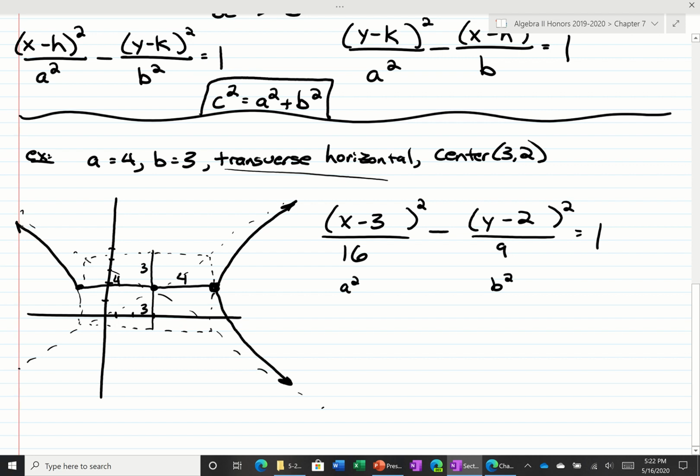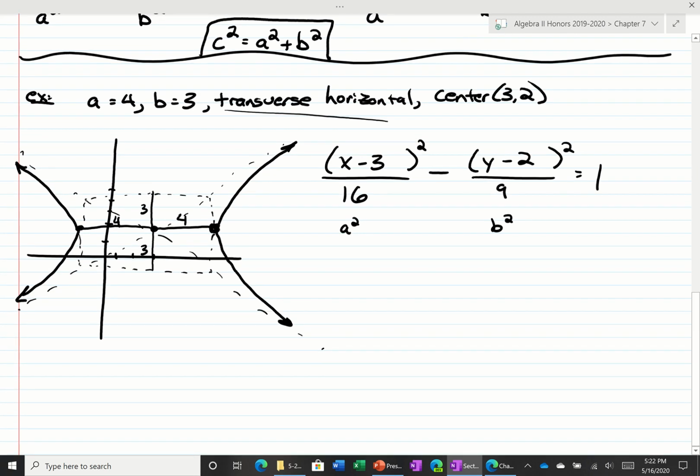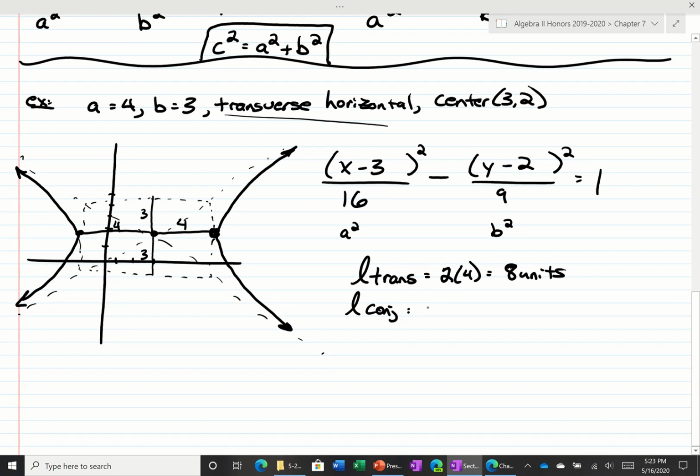The transverse axis and the conjugate axis, you wouldn't see that on an actual graph. That just gives our graph structure. All right, so as far as how long the transverse is, transverse would be 2 times 4 or 8 units long. As far as the length of the conjugate would be 2 times 3 or 6 units.